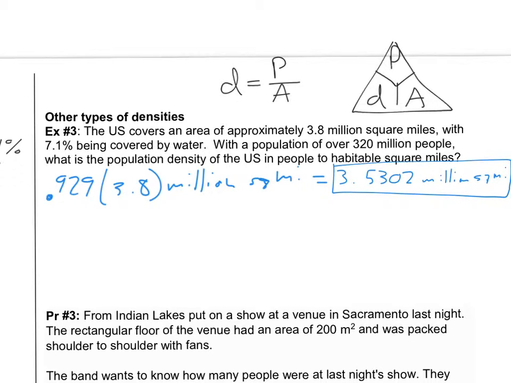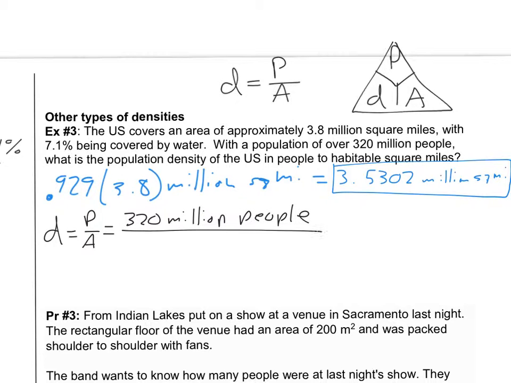And now in order to calculate the density, it's the number of people over the area. Well, the number of people they give us, there's about 320 million people. And the area we now know is 3.5302 million square miles. Okay, million cancels out here. We got a million on top, million on bottom. So the real math that we're just going to do here is 320 divided by 3.5302. So let's just do that real quick.